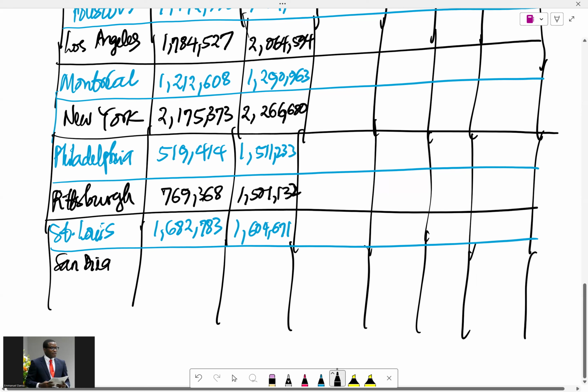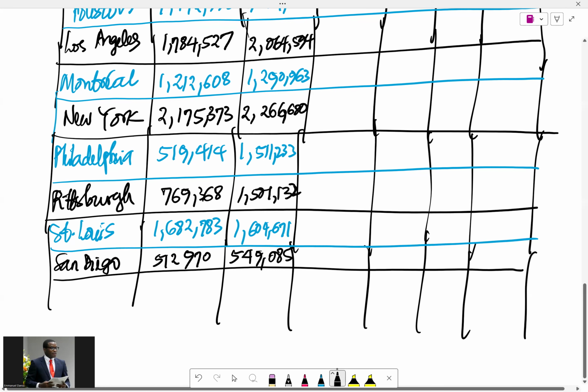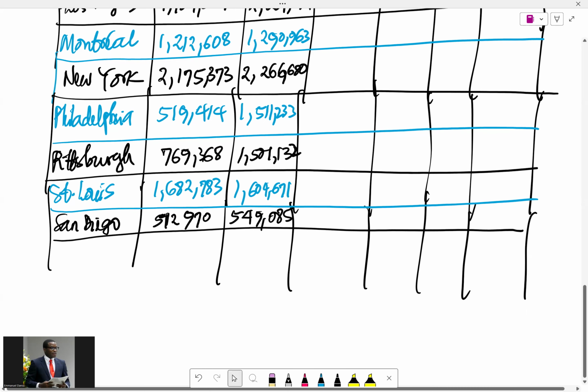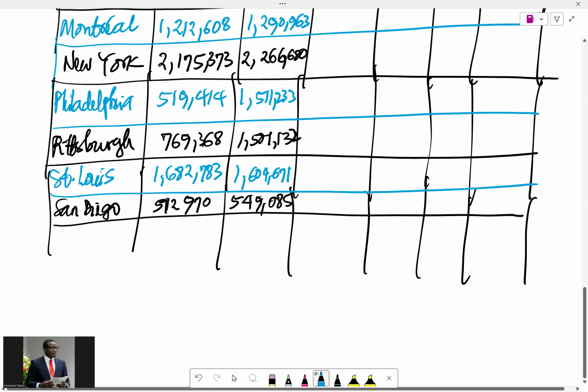San Diego in 1969 was 512,970. And then 549,085. The slight increase from 512,970 to 549,085. And lastly, we have San Francisco.